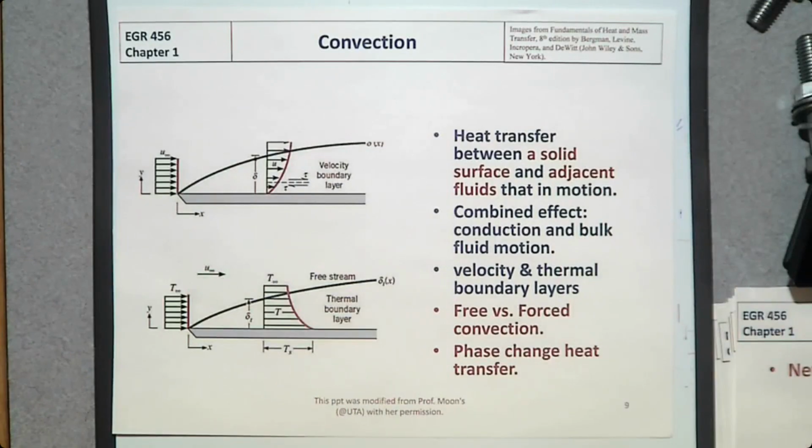Convection heat transfer is heat transfer between a solid surface and adjacent fluids that are in motion. So there should be mass flow. There should be mass transfer. If the fluid does not flow, then that's not convection. That is conduction. So you can use Fourier's law that we studied in the previous conduction.